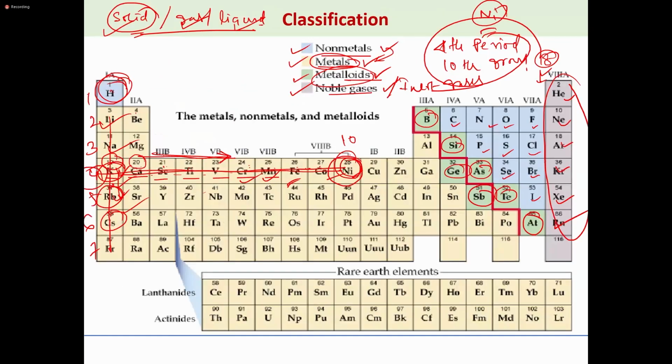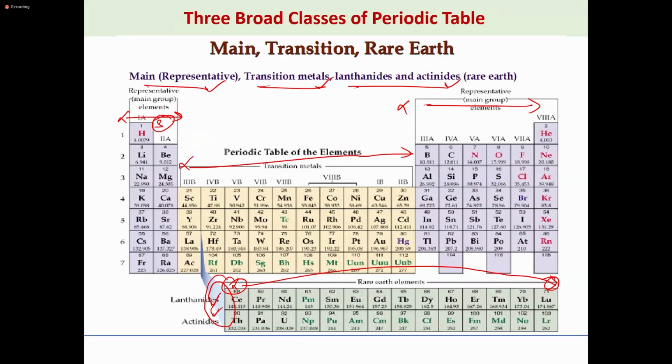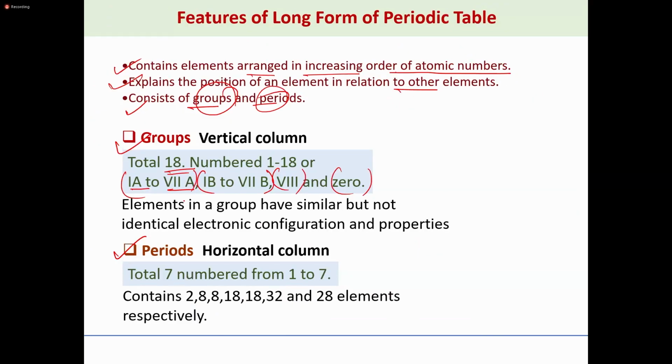If you see this periodic table, this is 1A, 2A, 3A, 3B, and this is 4B, 5B, 6B, and 7B. And this is the 8B. So these are the 8B. So the 18 groups are classified among these subgroups. The elements in a group have similar, but not identical, electronic configuration, but they have similar properties, while the electronic configurations will be different.